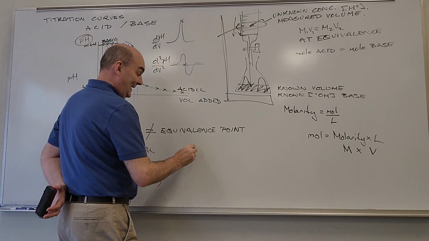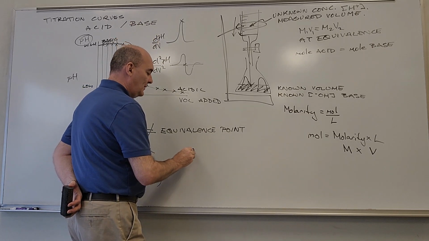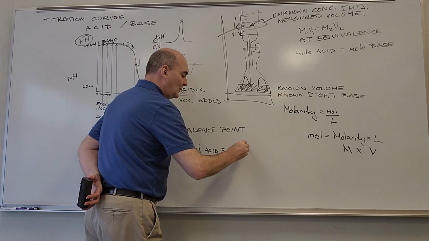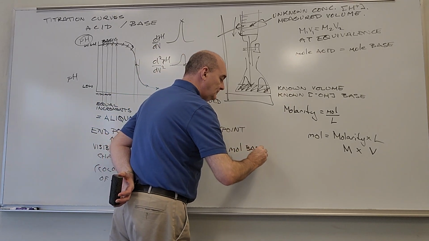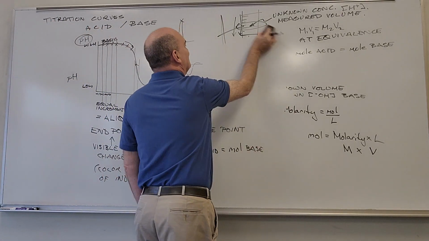Okay, the equivalence point is the point where the moles of acid is equal to the moles of base. Now they're both in the same flask, so they're both in the same volume, so their concentrations are the same, but the definition is the moles of this is equal to the moles of that, even if the concentration is also equivalent. The definition is that it's the mole amounts that are the same. Okay? All right.